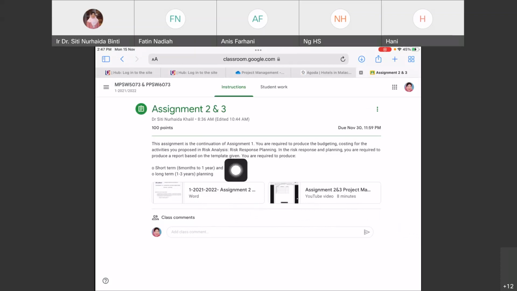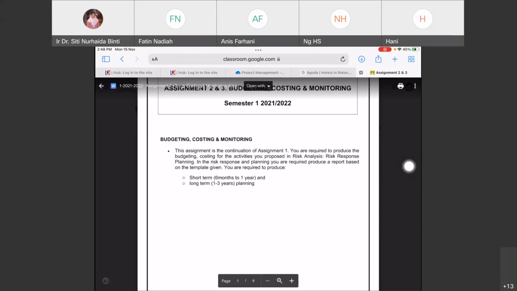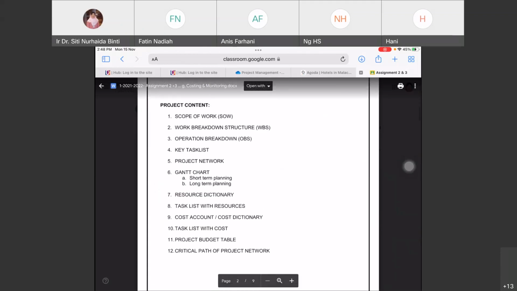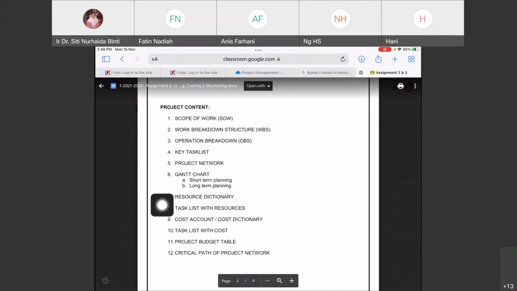And for your information, this is a continuation of your assignment number 1 given by Dr. Azwani. So we have a portion that we call risk analysis, which is the risk response planning. Whatever you have in your risk response planning, I want you to put it back in your assignment and work out how you want to carry out your risk response planning. If you look at this, I have a template that you have to follow.